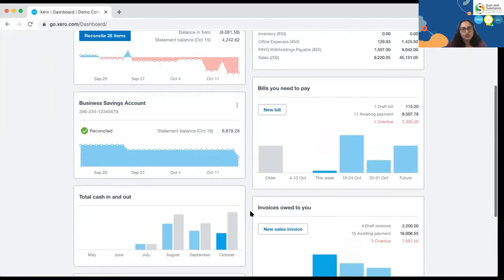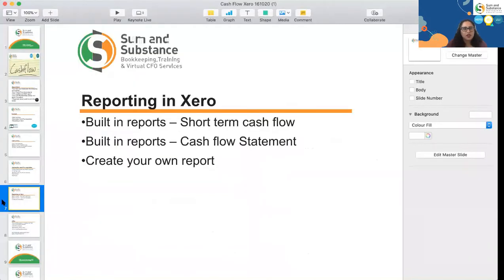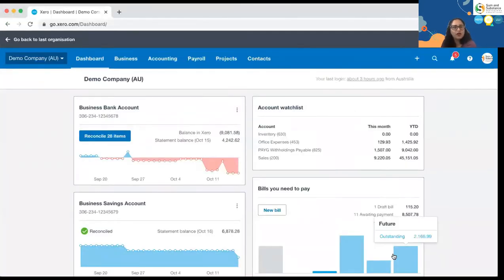Cool. So that's what I wanted to show you on the dashboard, right? What I'm going to talk about now is, I'll just quickly share my slides with you now, so you know what we are going to talk about in the next 15-20 minutes. All right, so there's two built-in reports. One is called short-term cash flow, one is cash flow statement, and then how do we create our own report? Cool. I'm just going to share Xero again and have a quick sip of water.